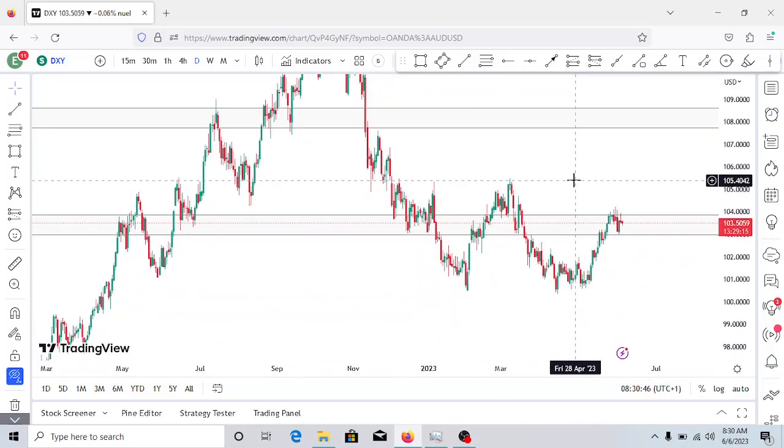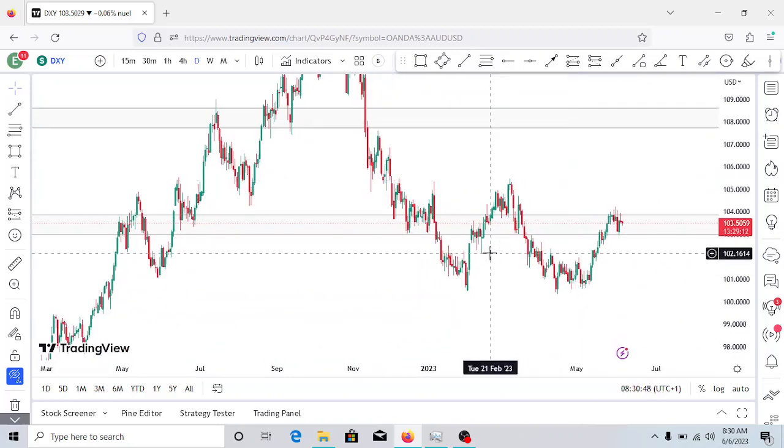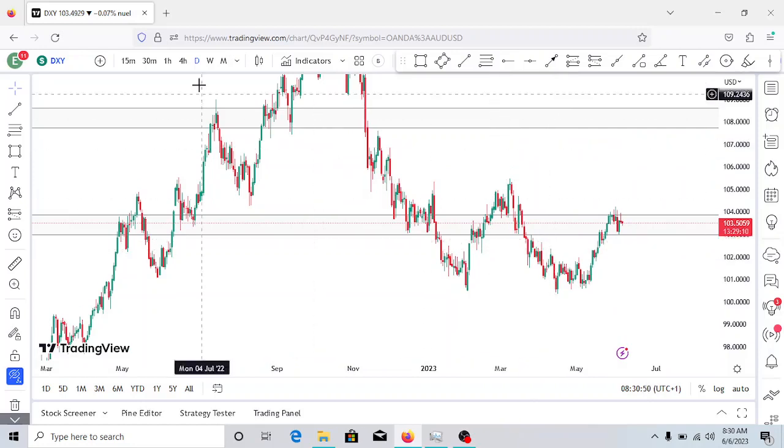So right now we are in the DXY, the dollar index, and it's showing us signs of weakness in the dollar. So we're going to go straight into the 4 hours chart.